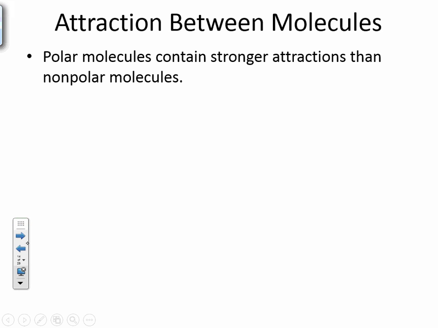Last little thing here. Polar molecules contain stronger attractions than nonpolar. Why? Because one person is pulling at the electron more and they don't want to let go. Just like I was pulling at that Nintendo controller way more than my brother, I was never letting go. Even though I was sharing, I was hogging that Nintendo controller. So that bond is strong.